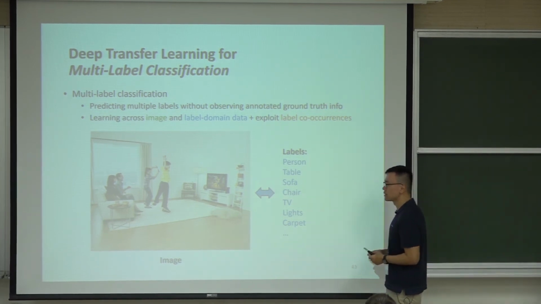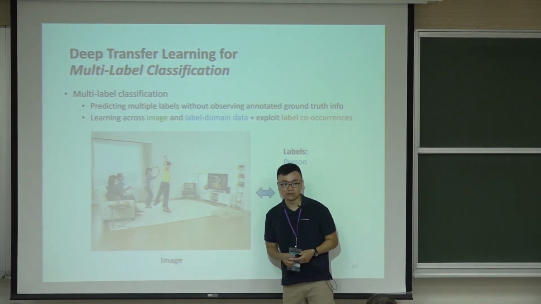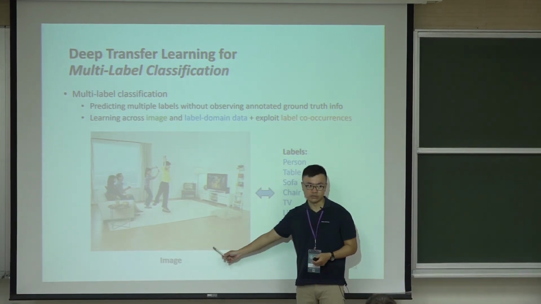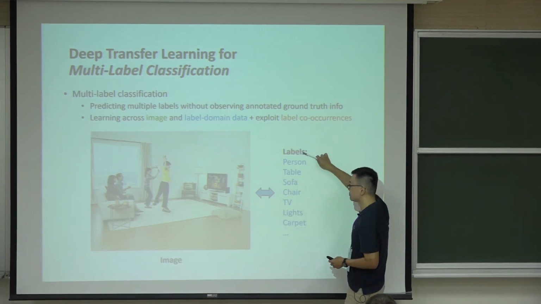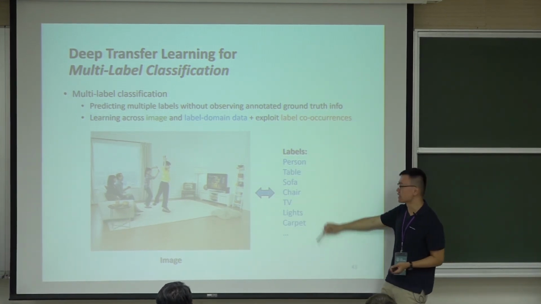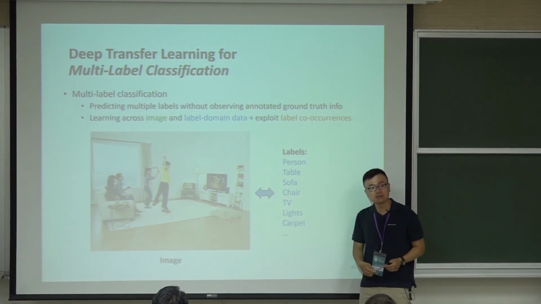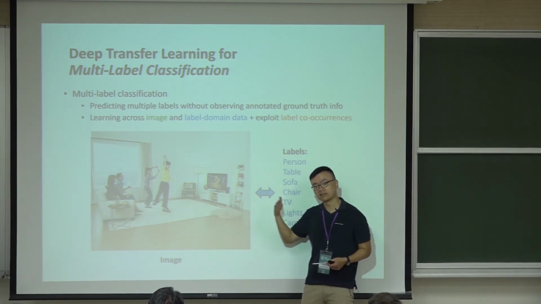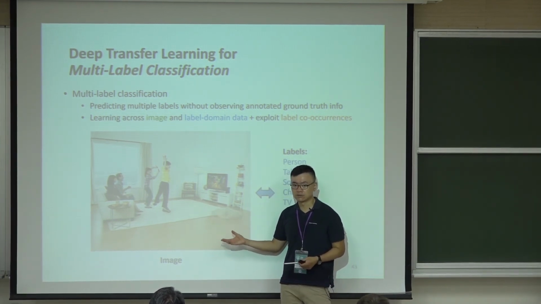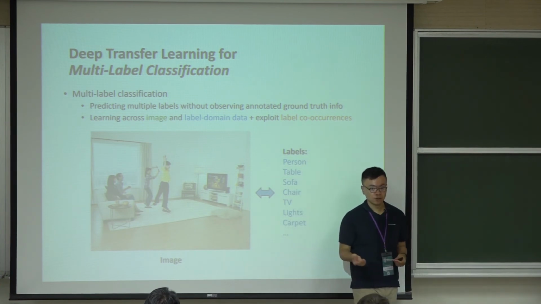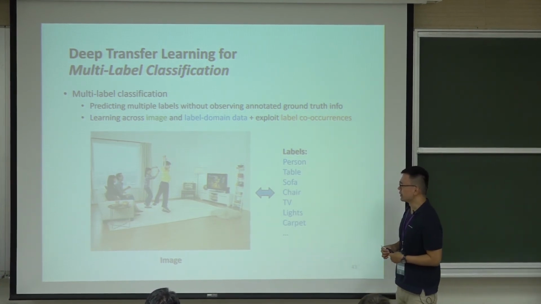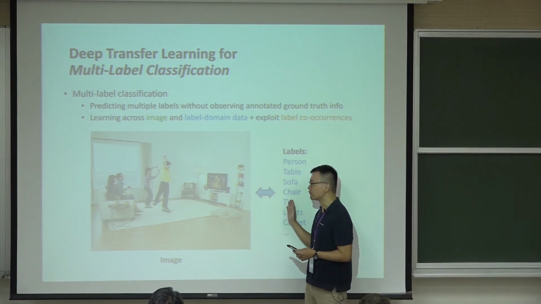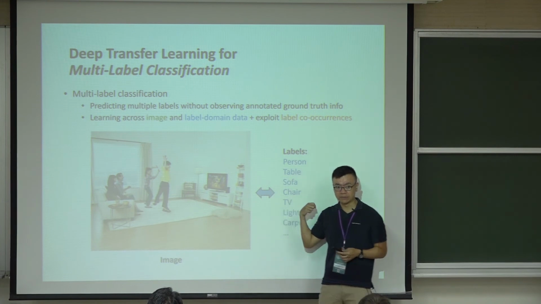But the problem is, in some cases, we don't have the ground truth data to train the object detectors. We just have the images, or we just have the videos, and with some hashtags, we just have some labels. In those cases, we still want to design a good multi-label predictor for such images or for such videos. Okay. So anyway, you can consider this as a task of relating image and label domain.